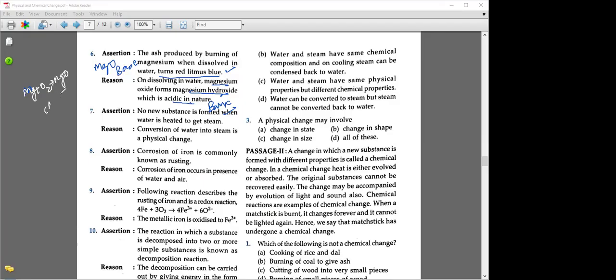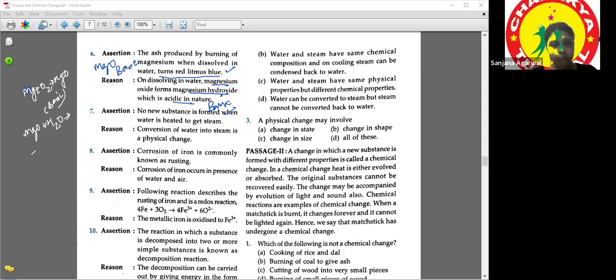Okay, ma'am. And the second equation is: if MgO is added to water, it forms magnesium hydroxide. You can write this equation as well.